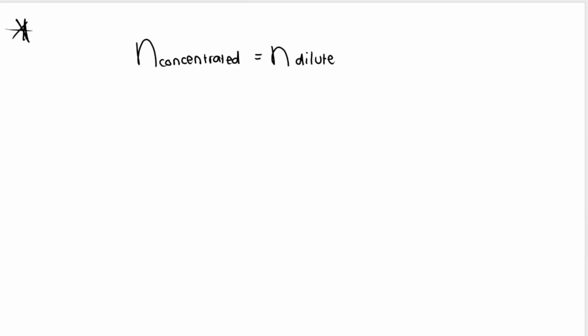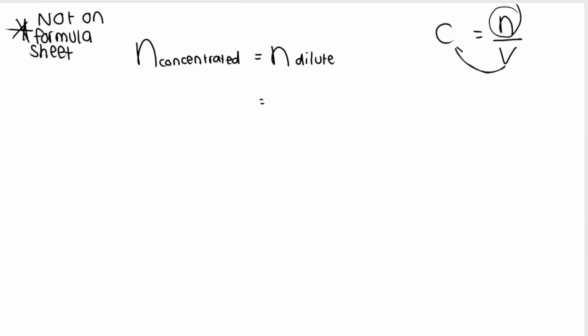This is not on the formula sheet. It's more of a common sense formula based on a bit of theory that I taught you, that the moles of the concentrated solution is the same as the moles of the dilute. And remember this formula, C equals N over V. How do you get N by itself? You take V over, so it'll be C times V equals N. So how do you work out moles of concentrated? It's concentration of concentrated multiplied by volume of concentrated. Okay, so that's for the concentrated solution. Then for the dilute solution, it's concentration of dilute solution multiplied by volume of dilute solution.